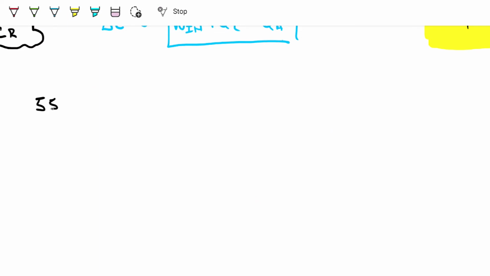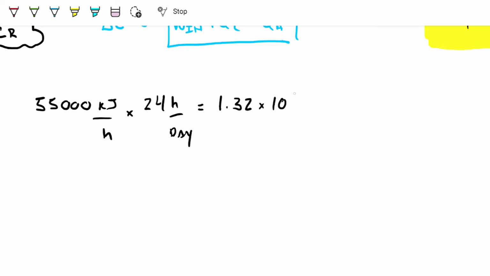We have 55,000 kilojoules per hour. And we know we have 24 hours in one day, right? So this means that I have 1.32 times 10 to the 6th kilojoules per day. That's the amount of energy I lose in one day.